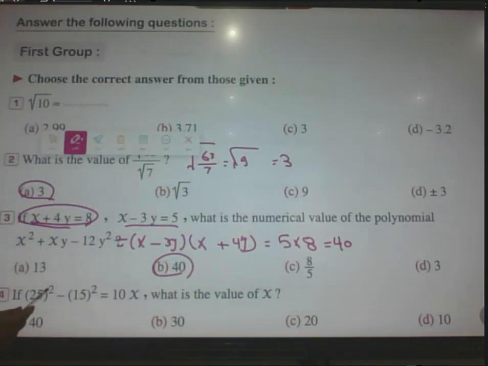Next question, 25 power 2 subtract 15 power 2 equal 10x. We have factorized here, 25 power 2 equal 25 times 25. Right here negative 15 and here positive 15. The result equal 10x. Okay, understood?